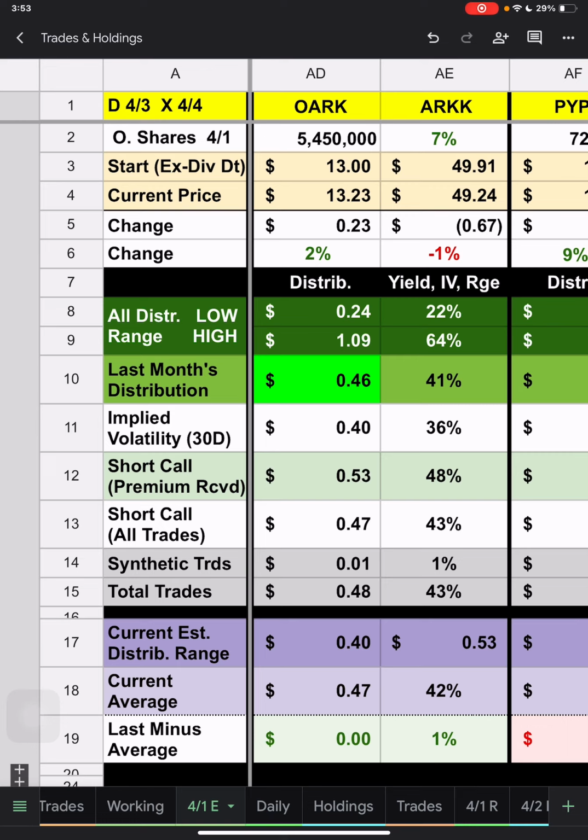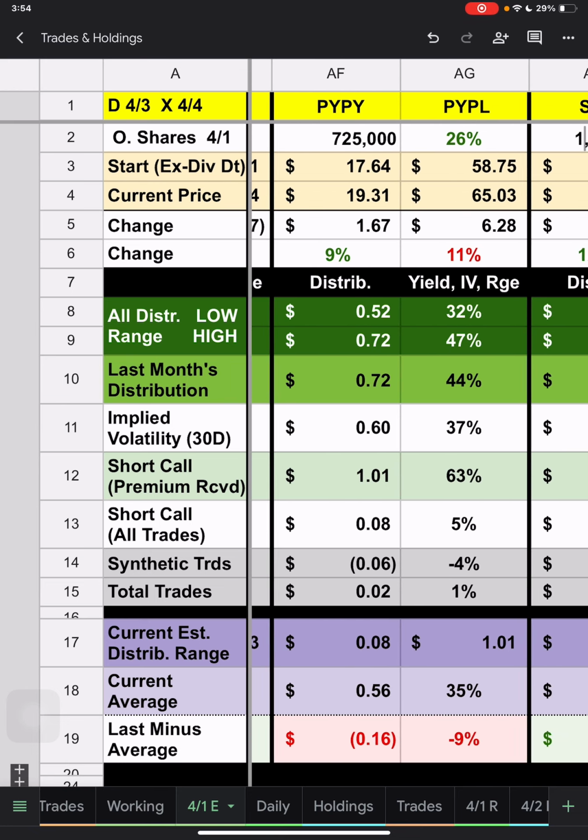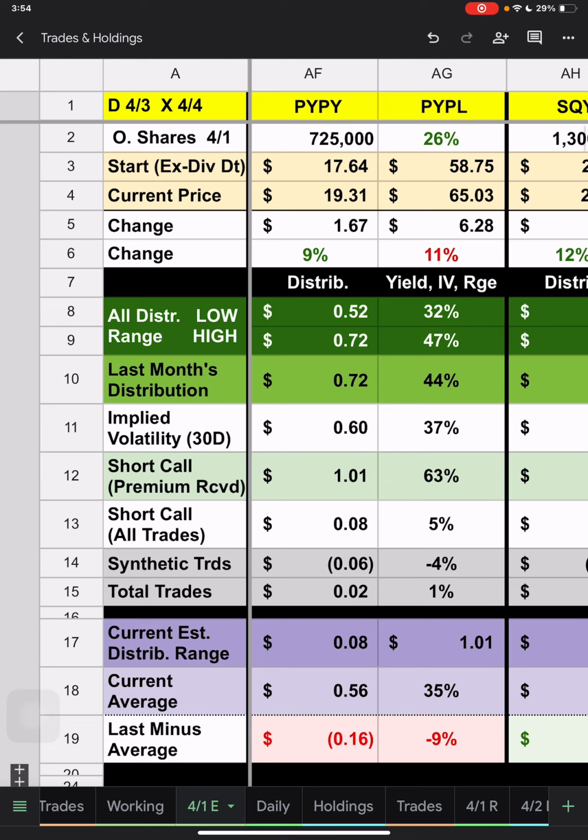Y'all stuck it out this long. Y'all deserve it. We have a range at the bottom, and so again, if they pay out 53 cents, I'm not saying that they are, but we have a range of 40 to 53 cents at the bottom, with an average of 47 cents. If we move on to PayPay, its outstanding shares are up 26% from last month.